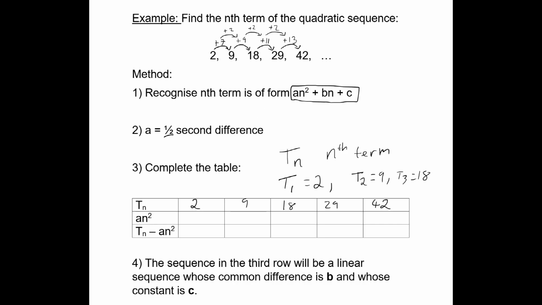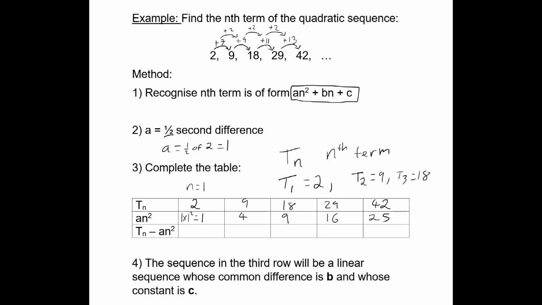A, we just need to learn this, is half of the second difference. So we can say a is half of 2, which is just 1. So an squared, when n is 1, is going to be 1 times 1 squared, which is 1. When n is 2, we have 1 times 2 squared. 2 squared is 4, so we have 4. We have 9, 16, 25, because it's very simple when a is 1.